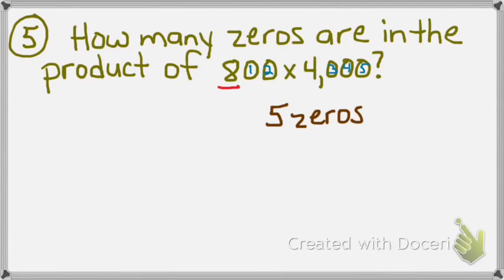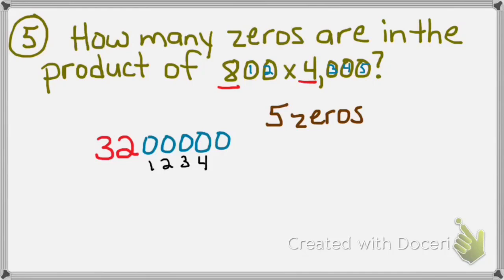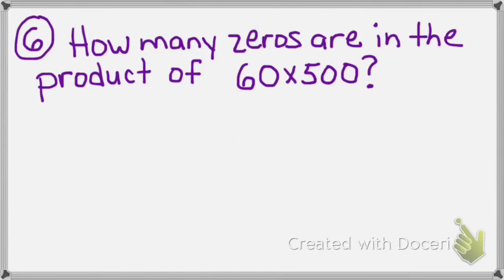To work it out, I will take my basic fact, 8 times 4 equals 32. And I count my 5 zeros and I tack them on. 1, 2, 3, 4, 5. Look at my final answer and I have 1, 2, 3, 4, 5 zeros, and that is correct. So for this problem, that worked fine. The answer is there are 5 zeros.